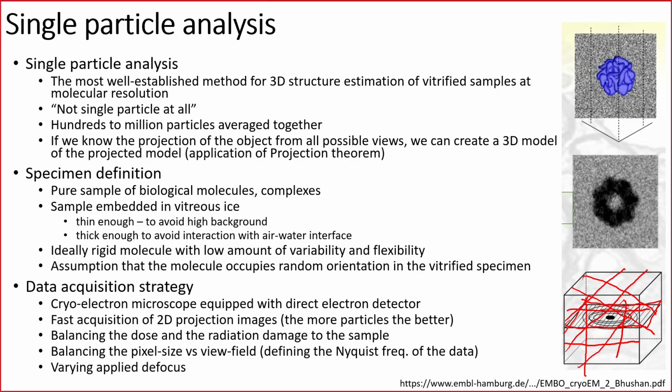Concerning the specimen that we are usually using for single particle analysis, this method is most suitable for analyzing pure samples. In our case of cryo-electron microscopy, we are usually using biological samples, complexes, viruses, something that's small enough to be electron transparent, yet big enough that it's visible on our micrographs. The sample is embedded in vitreous ice. This we already learned about, the preparation of the perfect sample using the vitrification process.